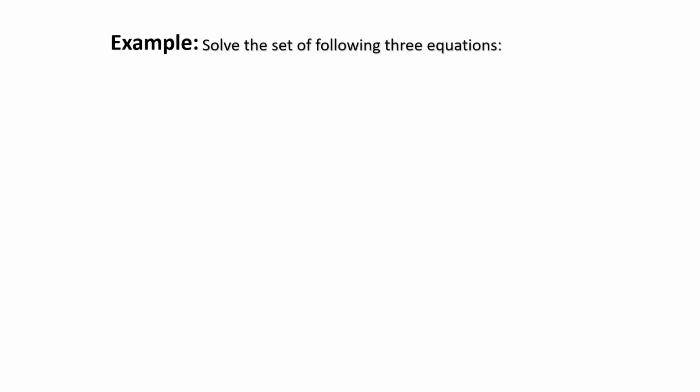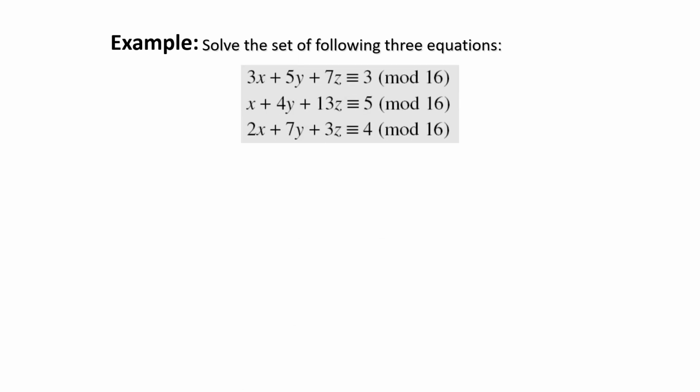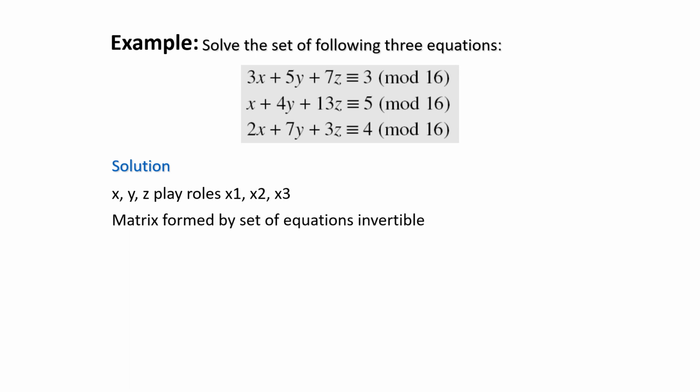Solve the set of following three equations: 3x + 5y + 7z ≡ 3 (mod 16), x + 4y + 13z ≡ 5 (mod 16), 2x + 7y + 3z ≡ 4 (mod 16). Solution, here x, y, and z play the roles of x1, x2, and x3. The matrix formed by the set of equations is invertible.